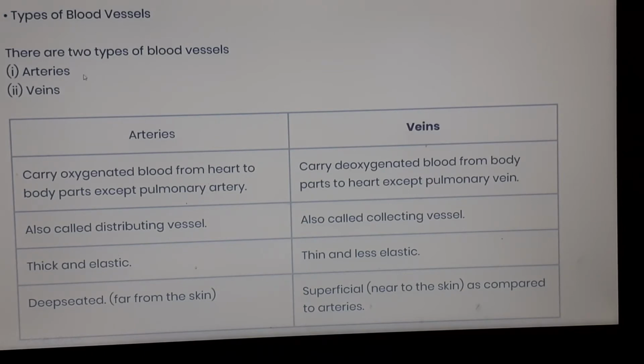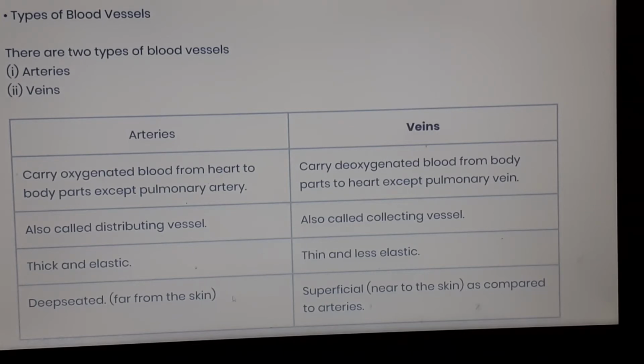What are the blood vessels we are having? Arteries and veins. Arteries means what? I already told you. It carries oxygenated blood, that means pure blood, from heart to body parts. The next one, except the pulmonary artery. Pulmonary artery carries which one? It carries the impure blood. Same like that, veins carry the deoxygenated blood, that is impure blood, from body parts to heart, except pulmonary vein. Pulmonary vein carries the pure blood from the lungs.